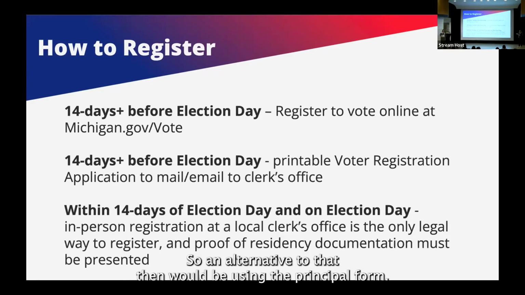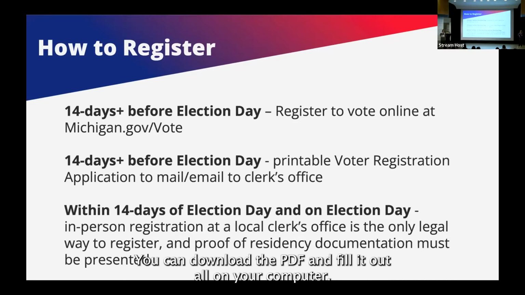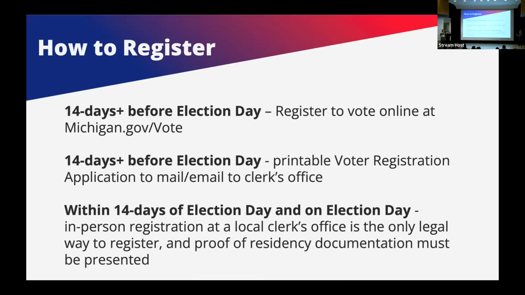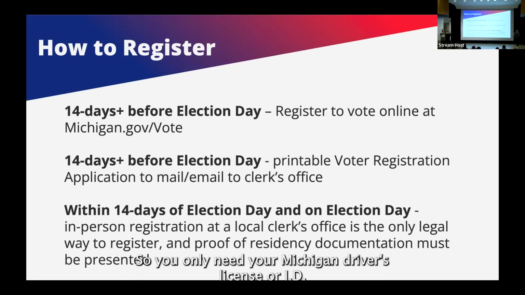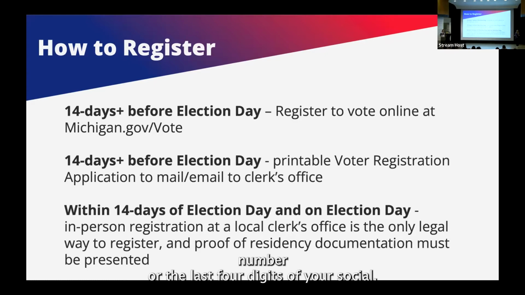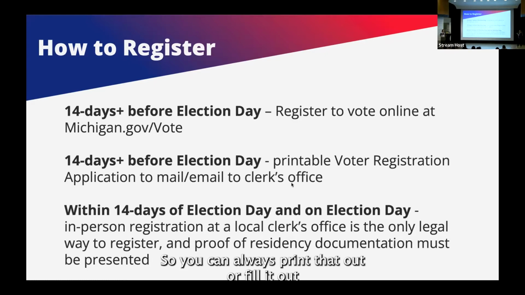So an alternative to that would be using the printable form. You can download the PDF and fill it out all on your computer. If you use the printable form, you only need one or the other. So you only need your Michigan driver's license or ID number or the last 4 digits of your social. So you can always print that out or fill it out on your computer and email it to your clerk, and that will work as well.